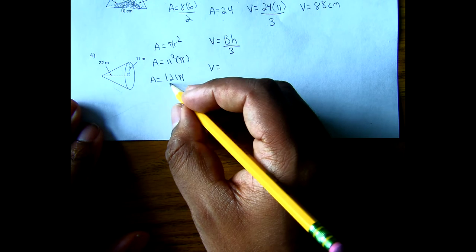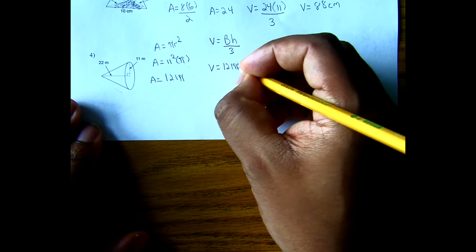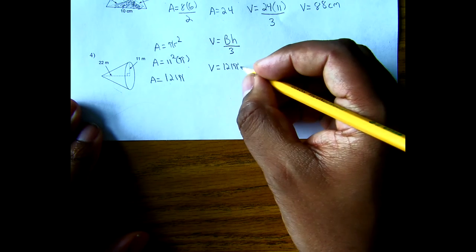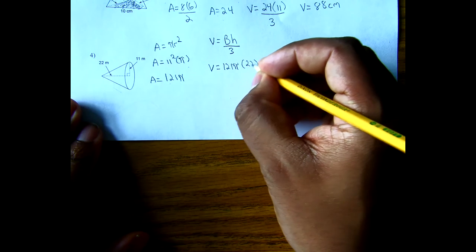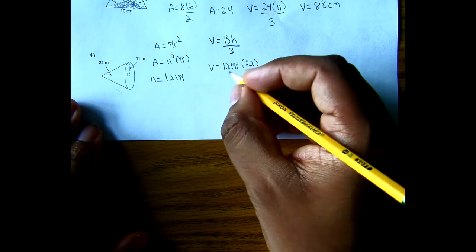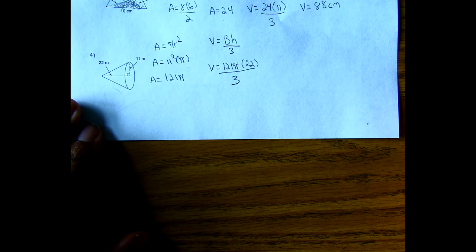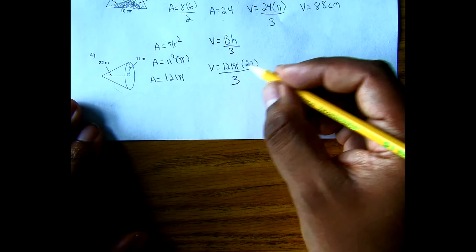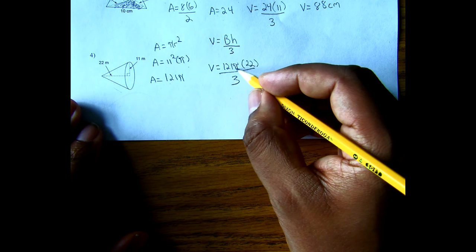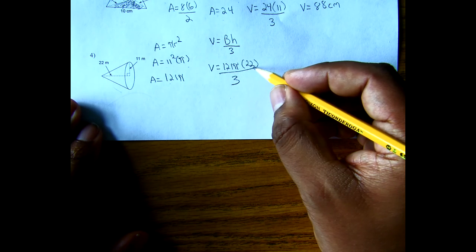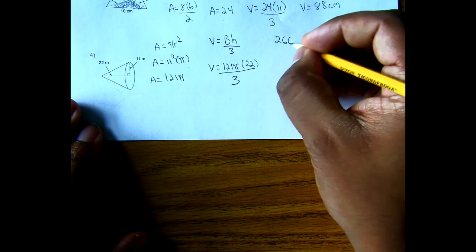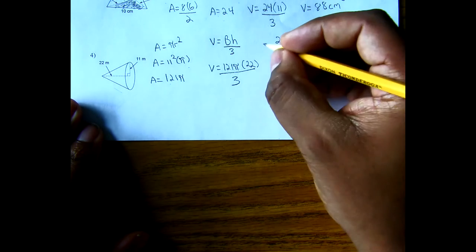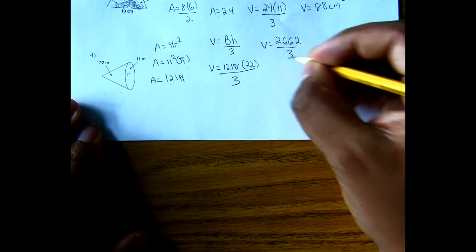So I'm going to plug this in just like it is, 121 pi, and then multiply this times the height, in this case 22. And then divide by 3. Now, I'm going to leave this in terms of pi, so the pi is going to be in our final answer. I'm just going to multiply the 121 times 22. That's going to give me 2,662. And then I'm going to divide that by 3.